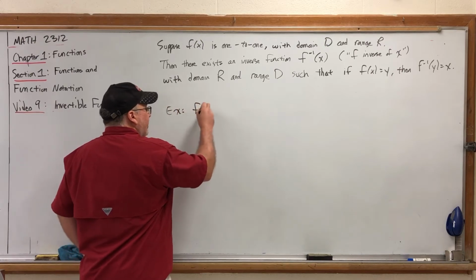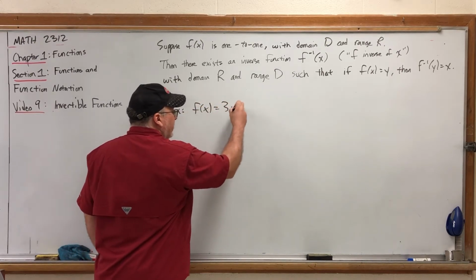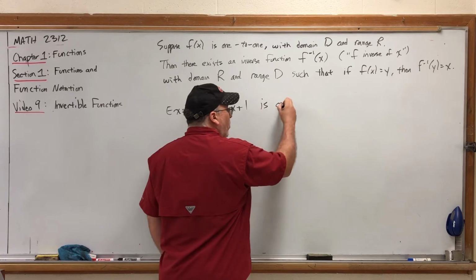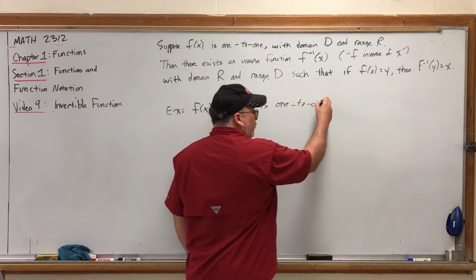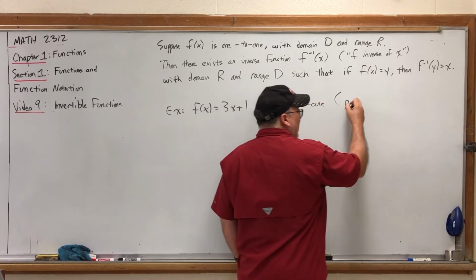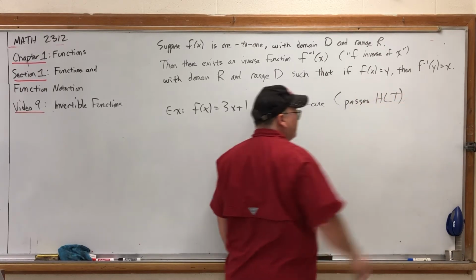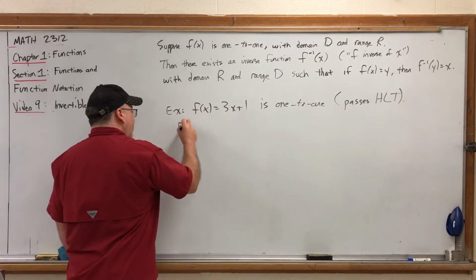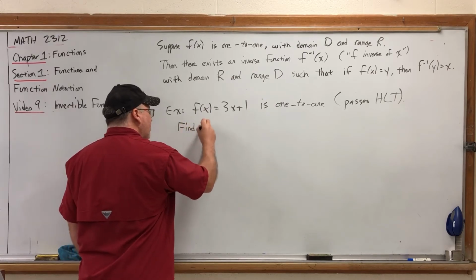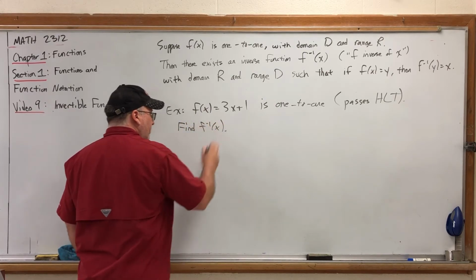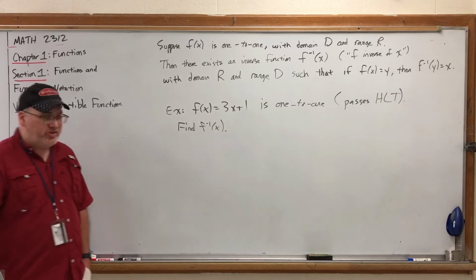The function was f of x equals 3x plus 1. We already know this is 1 to 1. We proved it algebraically, but it also passed the horizontal line test, which I'm going to abbreviate HLT. And we're going to find its inverse. In other words, find the function that undoes this.